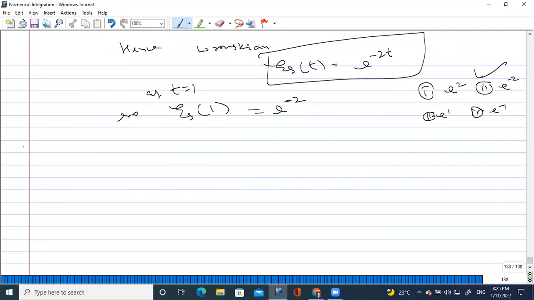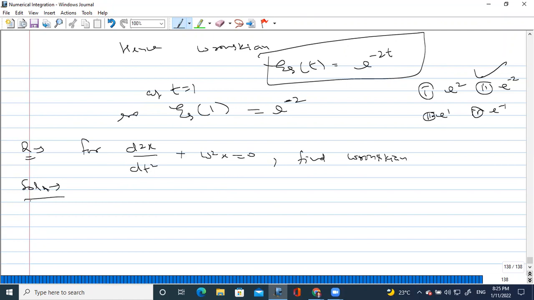Okay. One more question I am taking. For d2x by dt square plus omega square x equal to 0, find the Wronskian. Okay. Now, so how will you do it?